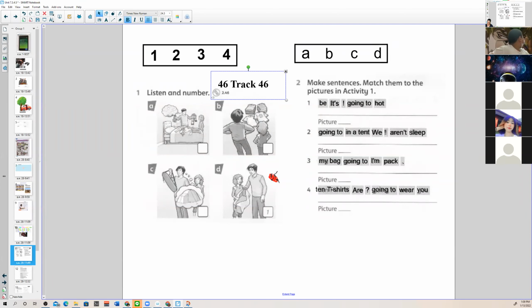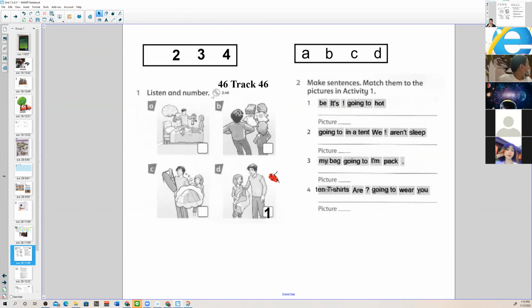Okay, right. So number 1, they already did it for you, which is picture D. Which picture is number 2? Number 2 is picture A. Yes. What about number 3? Number 3 is picture B. And the last one is picture C, right? She even packed a tent, right?